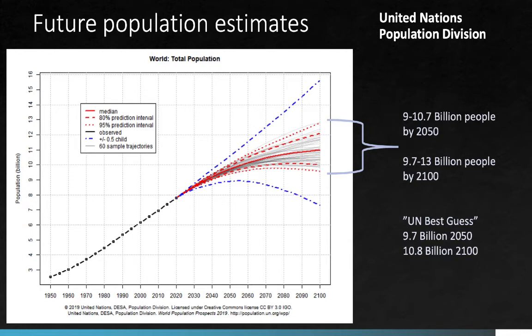The best guess for UN projections is between 9 and 10.7 billion people by 2050 and 9.7 to 13 billion people by 2100, with a midpoint in those projections, so a best guess or middle estimate, of 9.7 billion in 2050 and 10.8 billion in 2100. Big ranges. As you can see in the graph, all but one of these projections show a leveling off of growth, but the range in estimates comes from variation in estimates of how quickly the underlying factors like total fertility rate will decline into the future. And all the projections, with the exception of one or two, show pretty large increases in population to 2100.